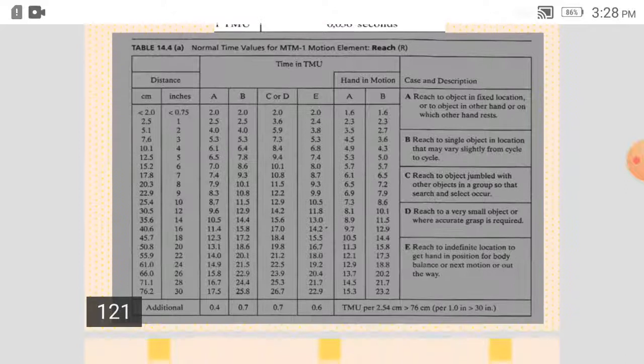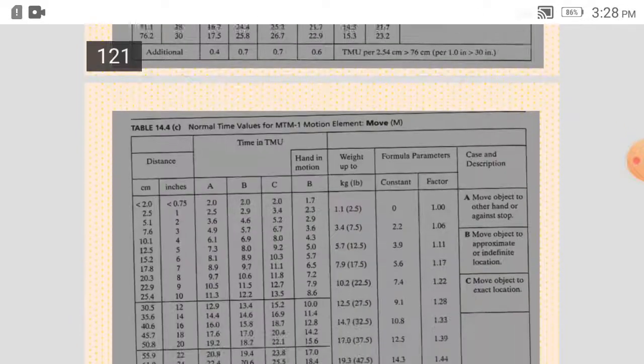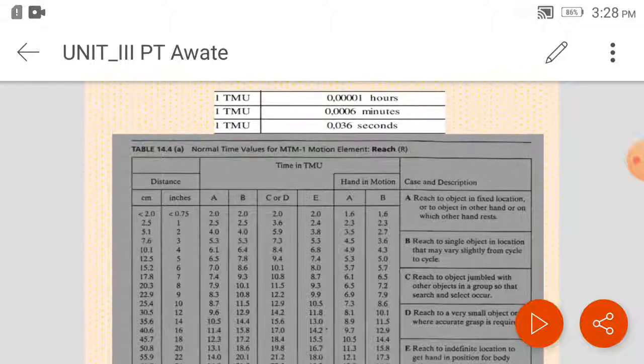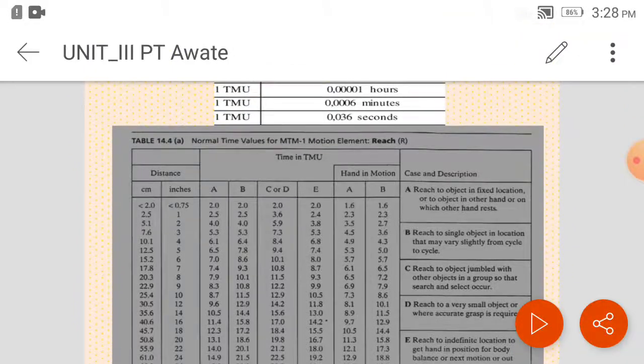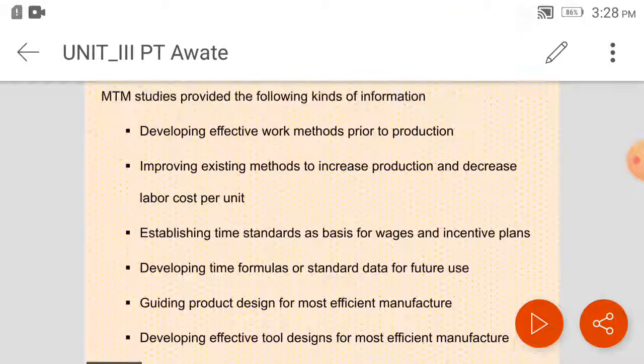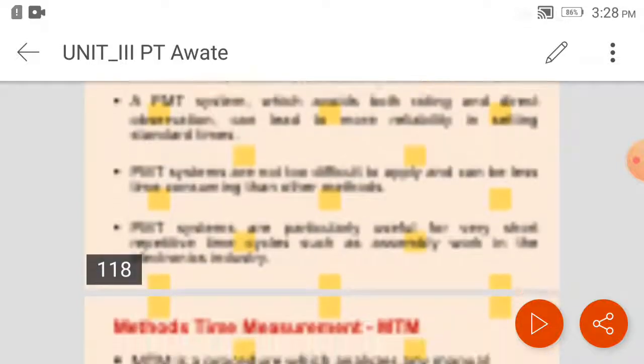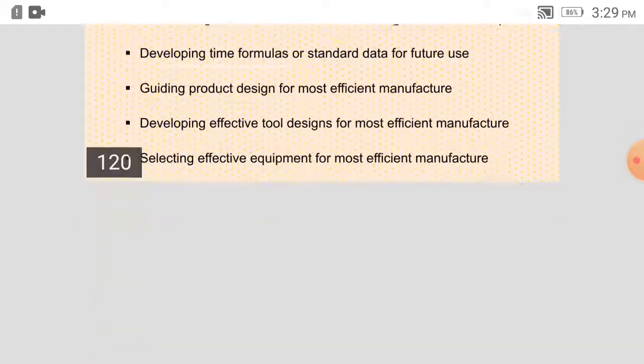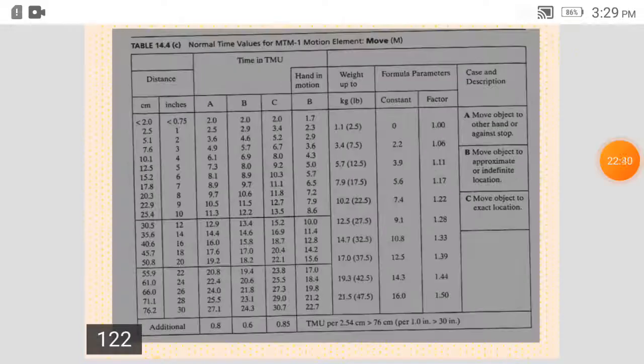So this is the sample given here. Two samples are given here. We can see here the things which are quoted. We can read it from this and we will get it. So that is the MTM technique, that is methods time measurement, technique of time measurement. So this completes your unit number 3. Next time we'll start with unit number 4.